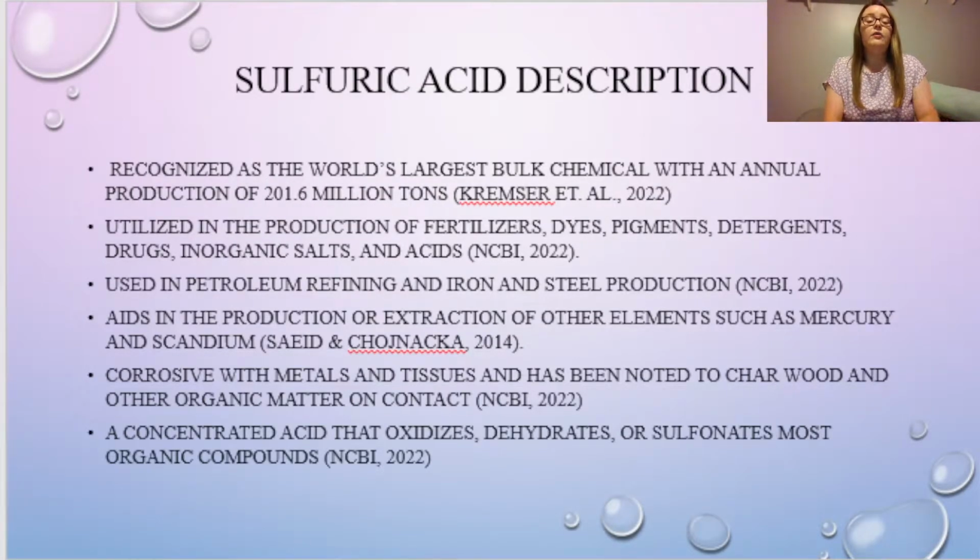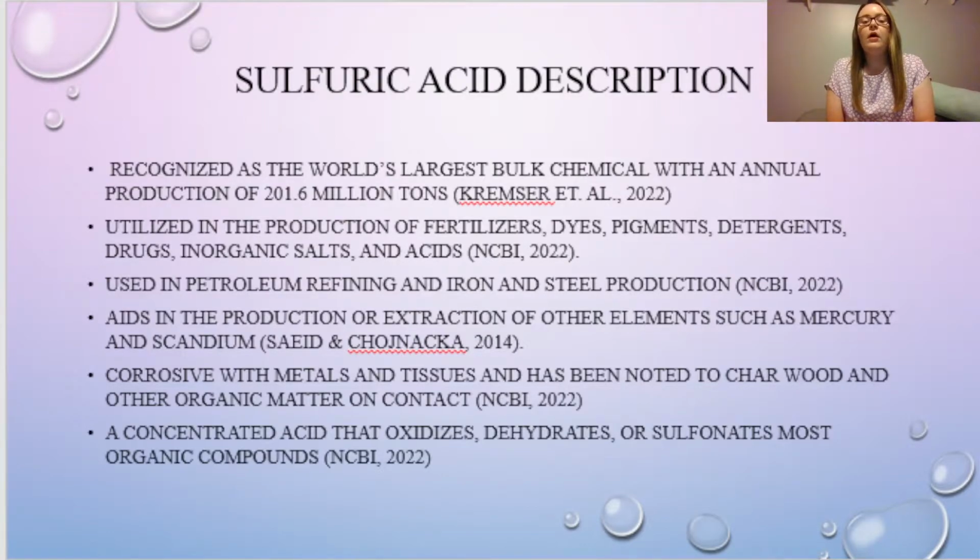So first, in regards to a brief overview and description of sulfuric acid, this chemical is recognized as the world's largest bulk chemical, with an annual production of 201.6 million tons. It is utilized in the production of things such as fertilizers, dyes, pigments, detergents, drugs, inorganic salts, and acids. It is used in petroleum refining and iron and steel production. It also aids in the extraction of elements such as mercury and scandium.